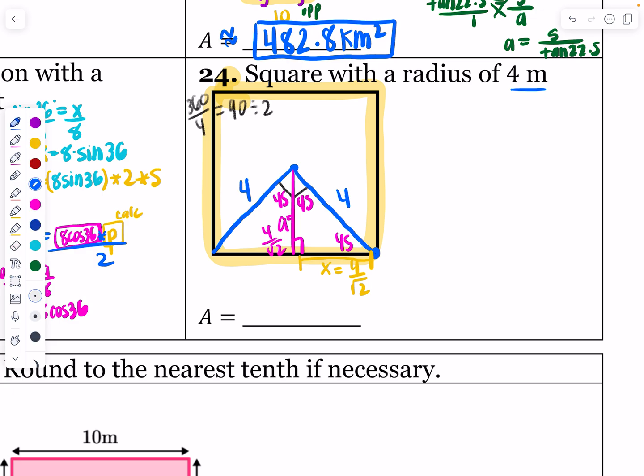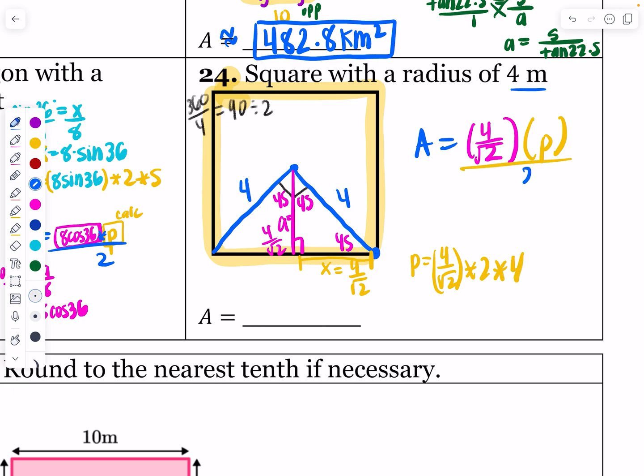So my area is going to be equal to the apothem, which we just found was 4 divided by root 2. And then that's going to be times my perimeter. Well, how do I find my perimeter? My perimeter is going to be equal to 4 over root 2 times 2 times 4. Okay, so that's going to be my calculator. I'm going to do that divided by 2. Okay, so let's type that in. 4 divided by square root of 2 gives me 2.828, and it keeps going. We multiply that by 2 to find the side length, and then there are 4 of those. So that's about 22.6. We then multiply that by 4 divided by square root of 2. And we divide that by 2.